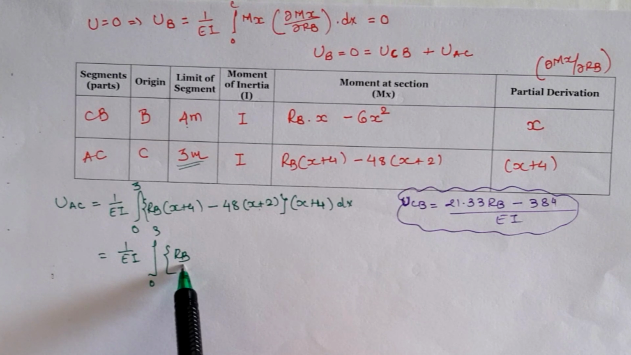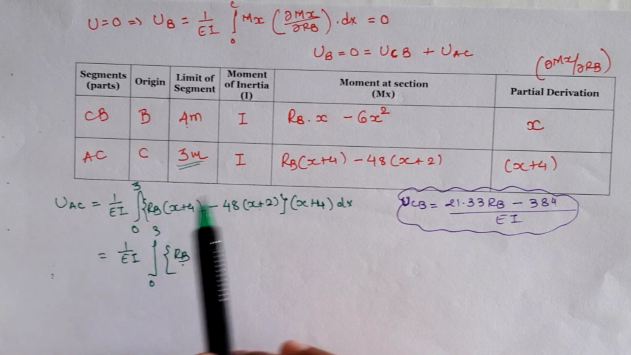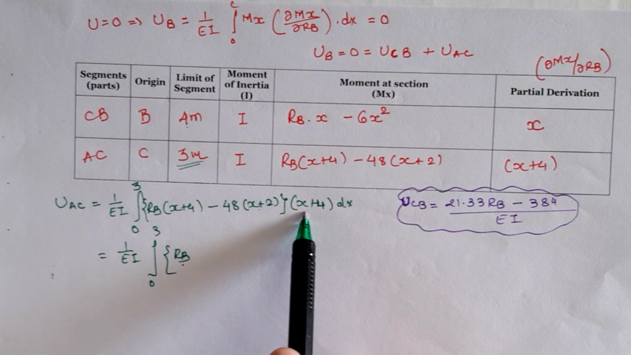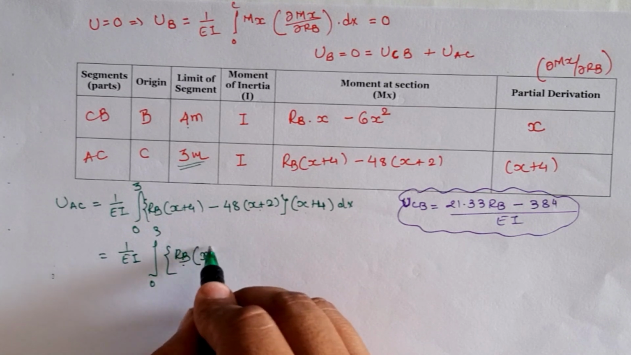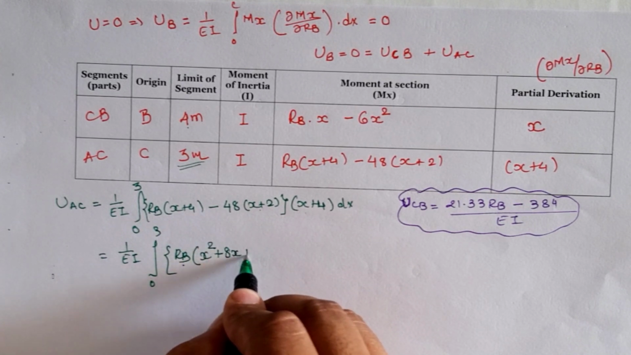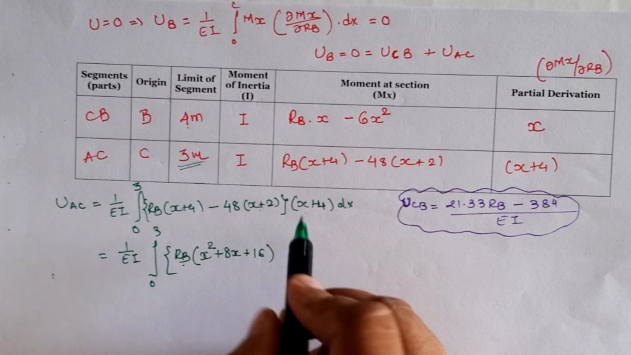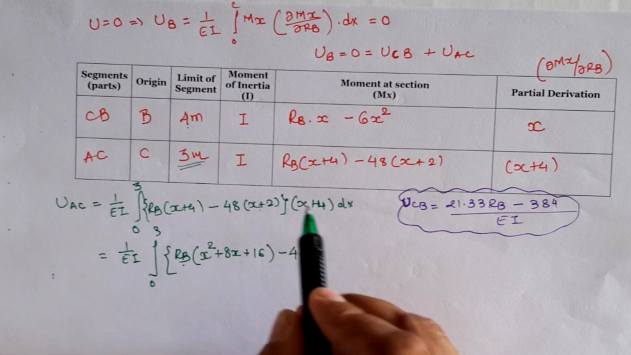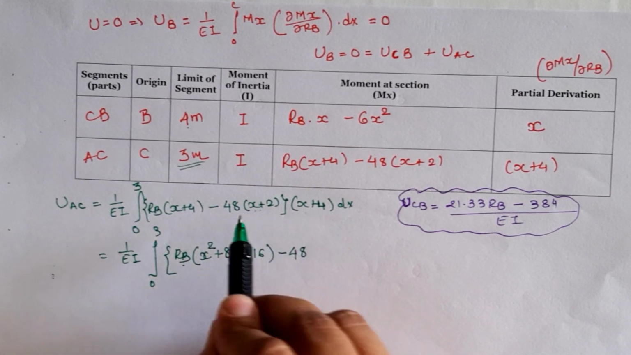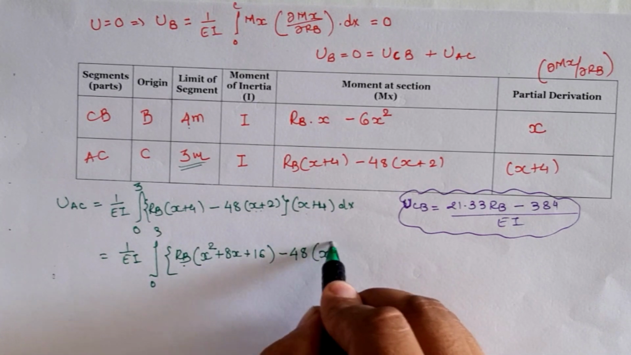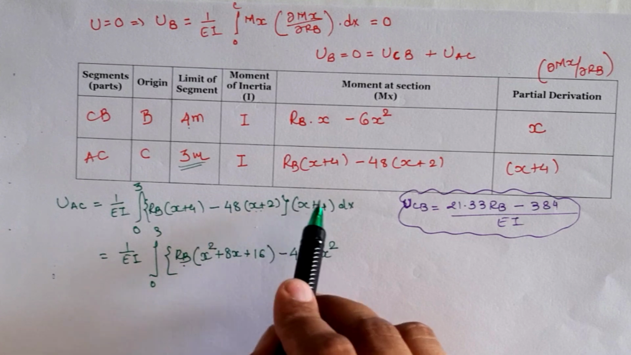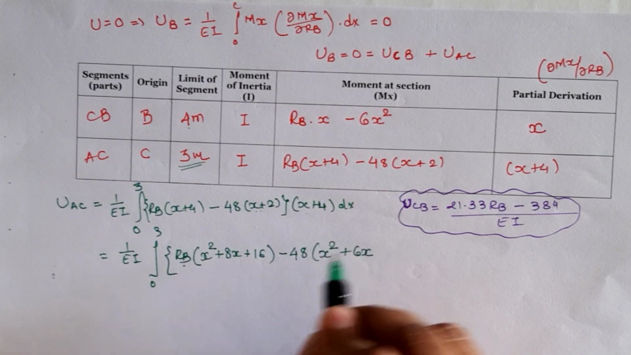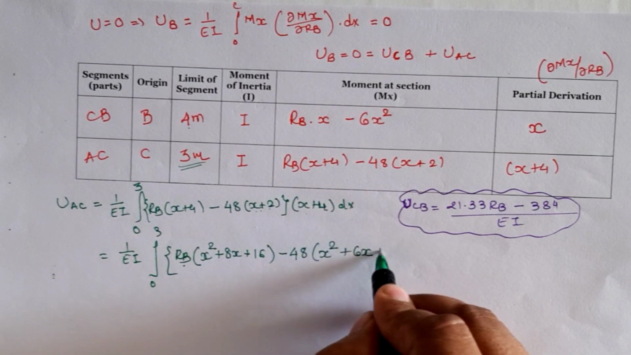Here RB is constant, and multiplication of x plus 4 with x plus 4 is x plus 4 whole square, and it is treated as a square plus 2ab plus b square. Hence x plus 4 whole square is x square plus 8x plus 16. Now minus 48 is constant. Now x plus 2 multiplied by x plus 4, which is x square. Now 2 into x is 2x, and x into 4 is 4x. So 2x plus 4x is 6x, and 2 multiplied by 4 is 8.